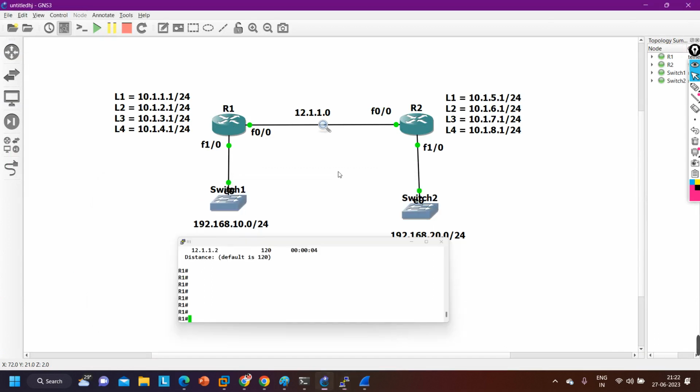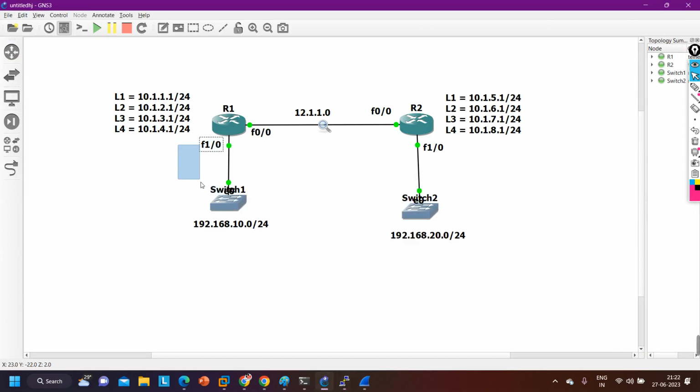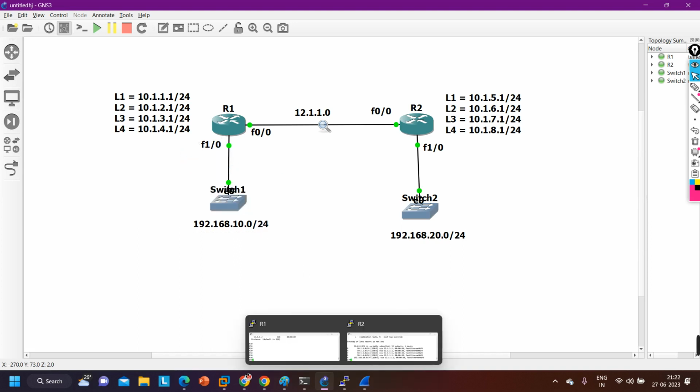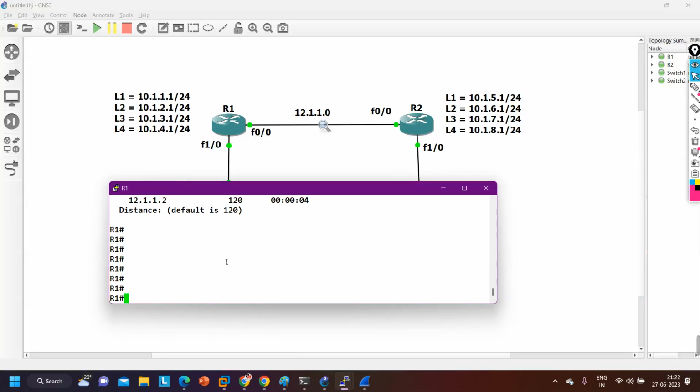Because loopback is a LAN interface, this is your LAN interface. On this interface also the router is sending the update message by default, but here the update message is not required, right? So what can we do, what is the solution? The solution is very simple. We can tell the RIP protocol: RIP, please do not send any message from FastEthernet 1/0 and loopback 1 to loopback 4.